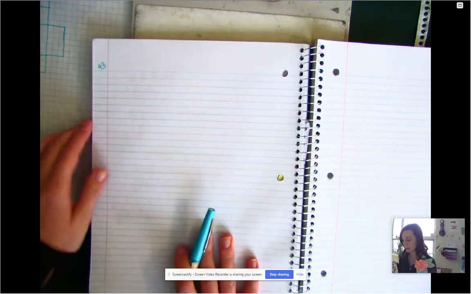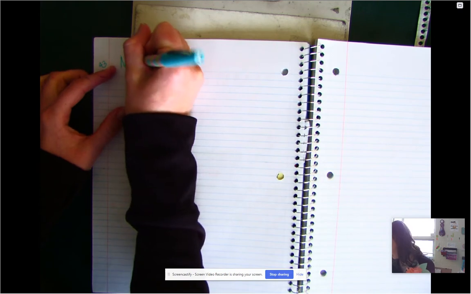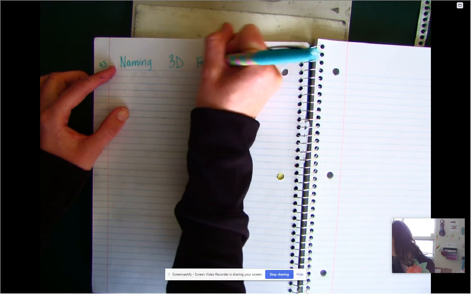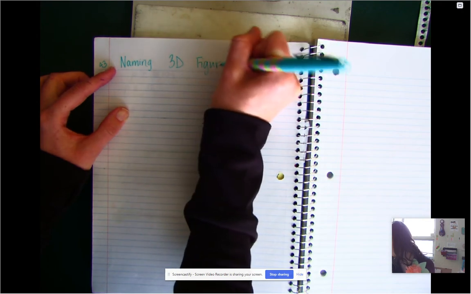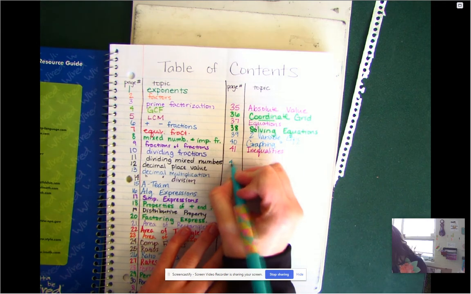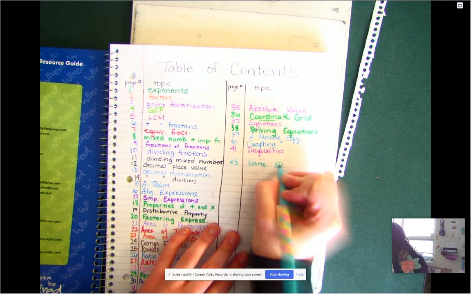Okay, we are starting a brand new 2-page spread. And so this is page 43. And we are calling this Naming 3D Figures. And in your table of contents, you can just call this, oops, I left out 42, whoops. Name 3D.